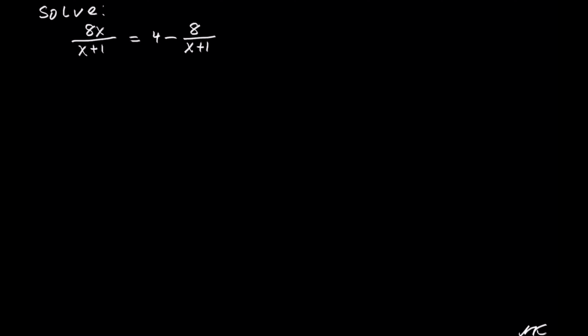Hello, here we have to solve a rational equation: 8x out of x plus 1 is equal to 4 minus 8 out of x plus 1. So let's begin by listing the least common denominator. For the first denominator we need x plus 1. Then we have 4, which is out of 1. We do not need to include that in our least common denominator. And for the third denominator, we also need x plus 1, but we already have it included.